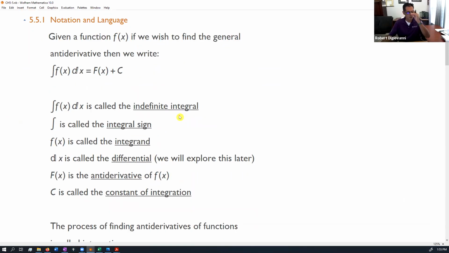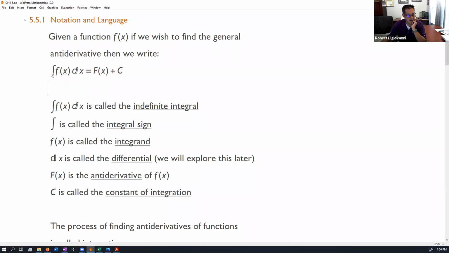Okay, so here are some notes. I'll send you all these notes if they're not in the folder. I'll have to double check. So given a function f of x, if we wish to find the general antiderivative, then we write this right here. Okay.